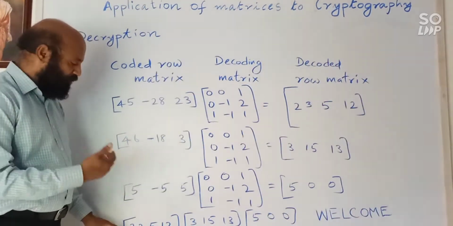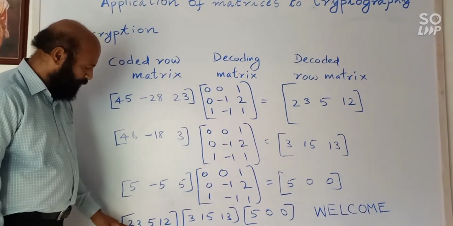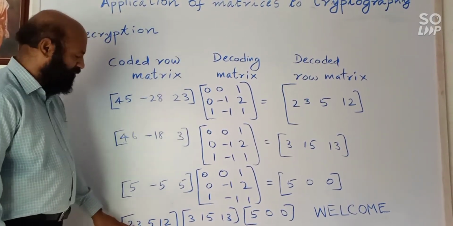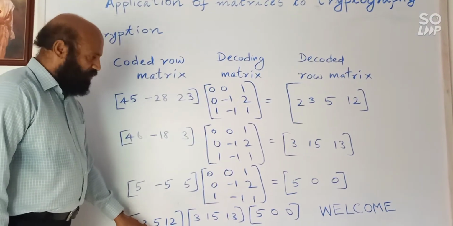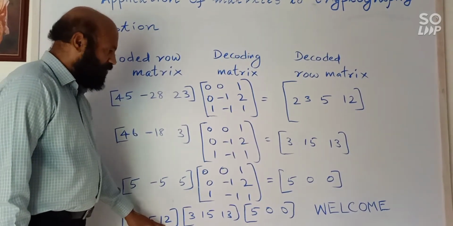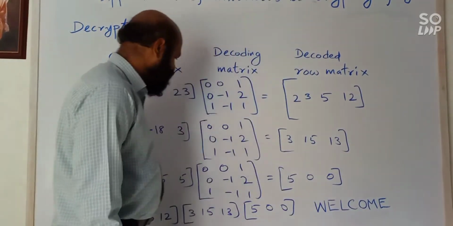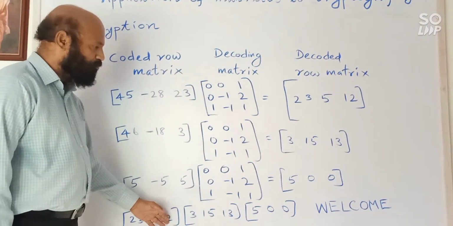Now you change it into English letters. The 23rd letter is W, the 5th letter is E, the 12th letter is L. Like that we can transform from the unreadable form to the readable form.